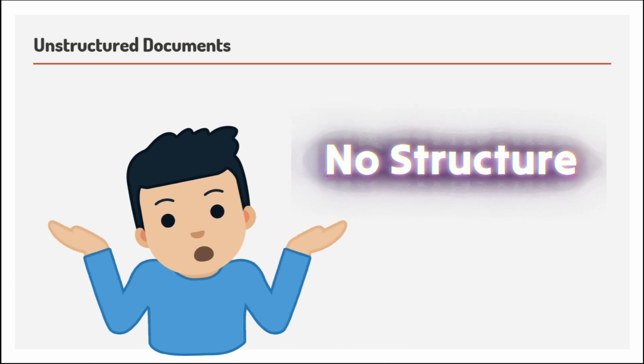Now let's talk about unstructured documents. As the name suggests, unstructured documents mean there is no structure. These don't have fields or labels at all. They are just paragraphs of text, like reading a letter or contract or email. There is no form of fixed layout at all.